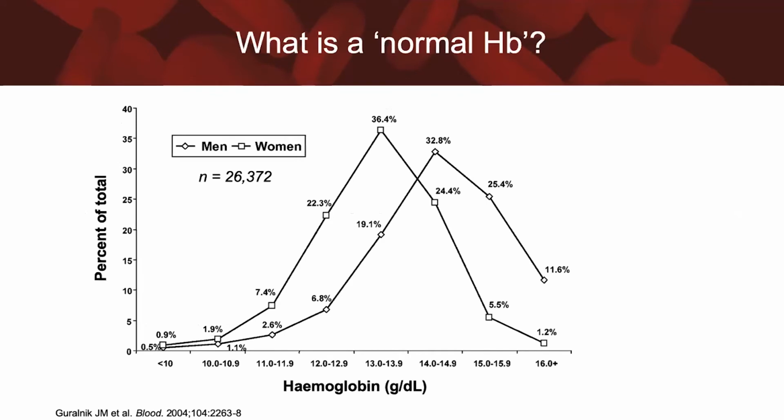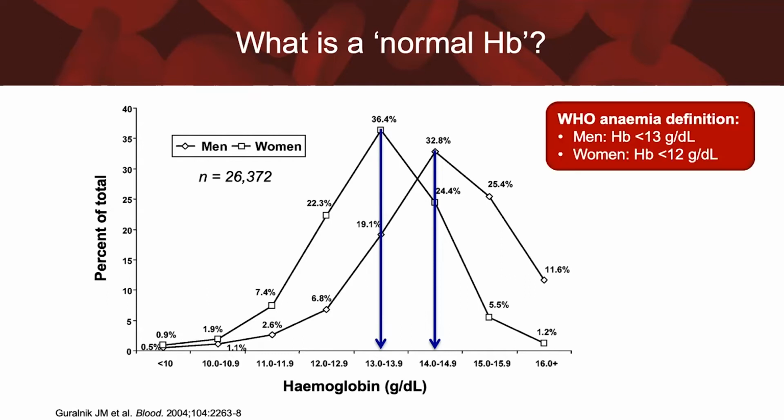To begin, it is important to know what is a normal hemoglobin level. This is the global population, and you will see that in men, the normal hemoglobin is between 14 and 15 grams per deciliter, and it is between 13 and 14 grams per deciliter in women. In the global population, the prevalence of anemia, as defined by the WHO, with a hemoglobin below 13 in men and 12 in women, represents around 7% of the global population.